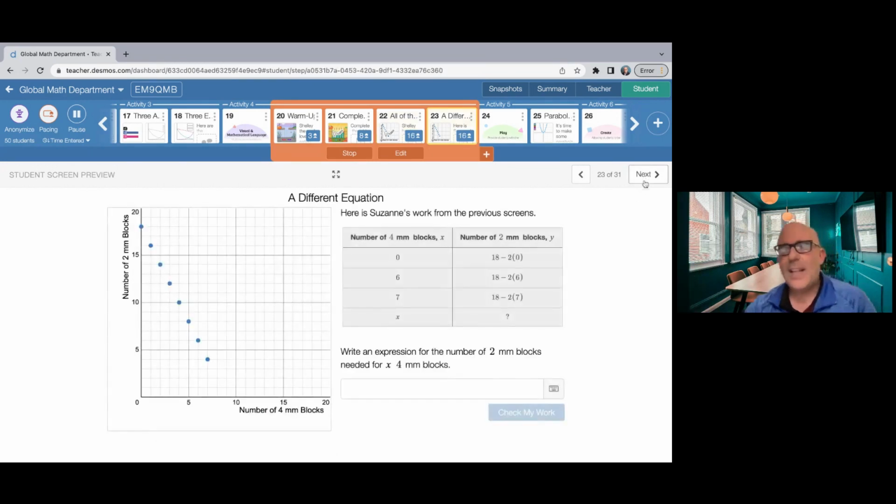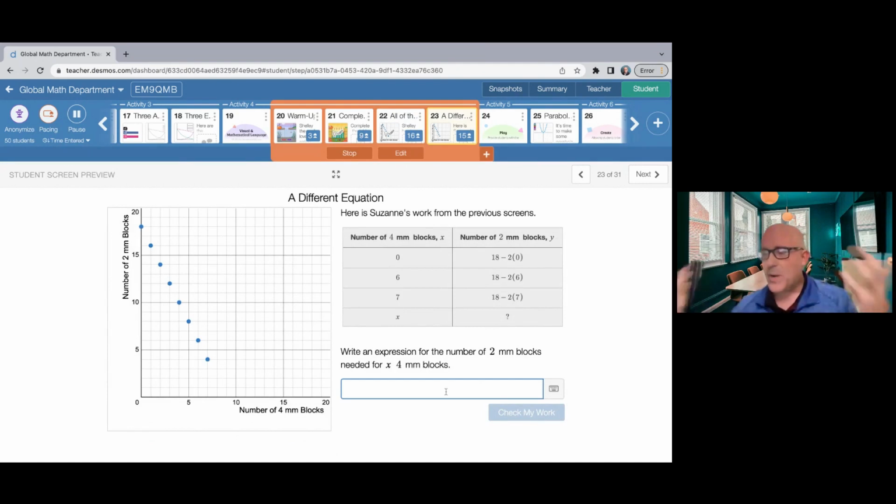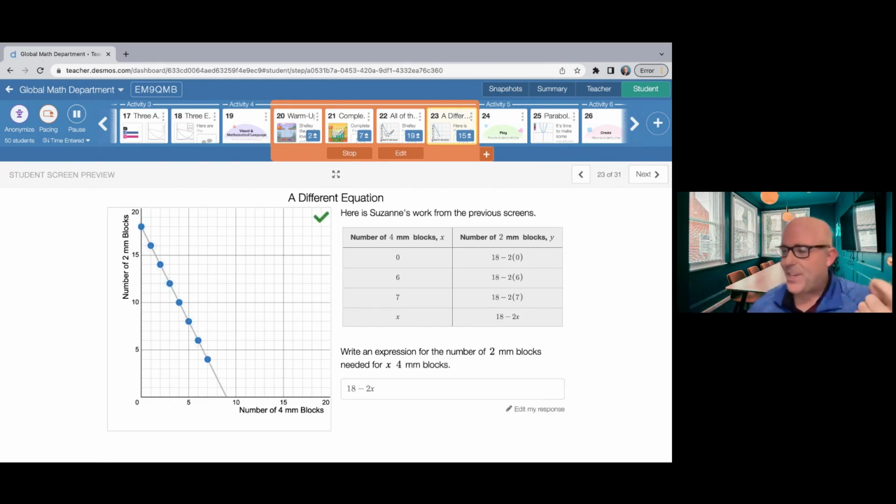And then finally here on this last one, now we write the expression from it, 18 minus 2x. And now we use even more algebraic language here on this third one. And just over a series of 4 screens, I went through stacking blocks to writing out an equation here or an expression here that transforms into a graph.